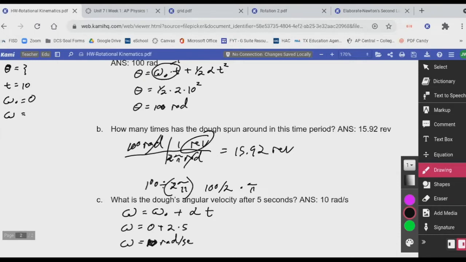So, what's up? Yes, sir. For part C, could you use the kinematic equation that has 2 alpha times the change in theta? Because you can also use that to solve for the velocity.